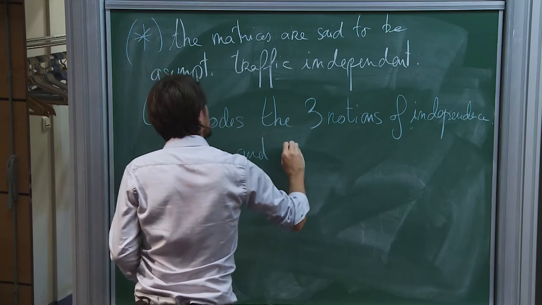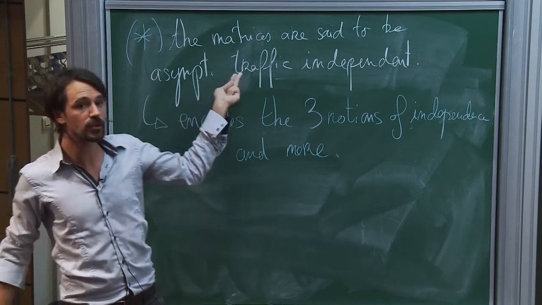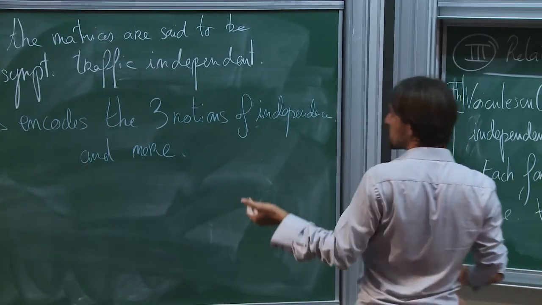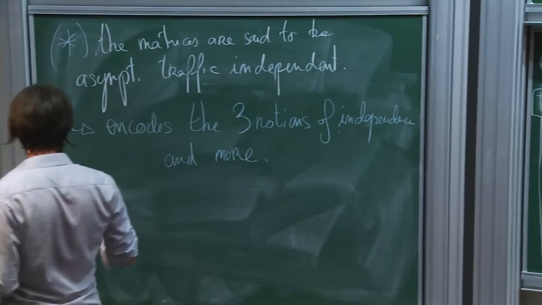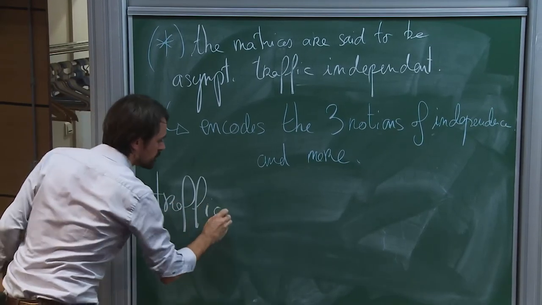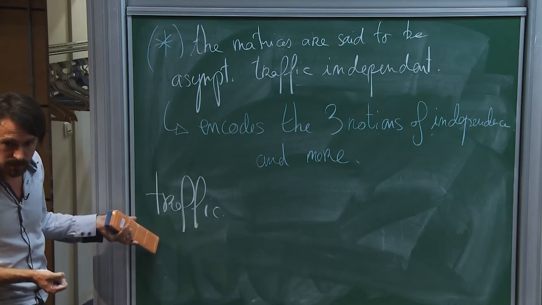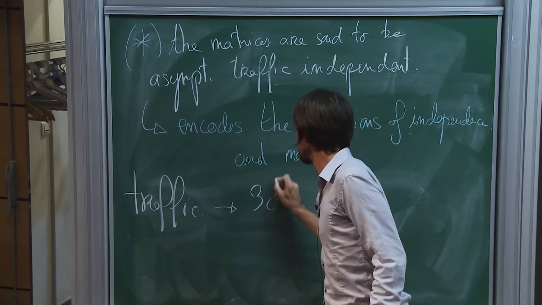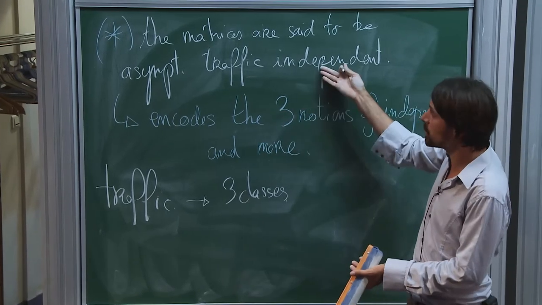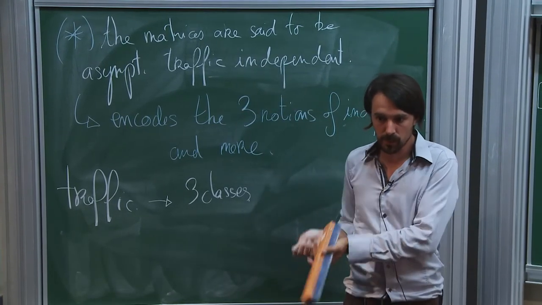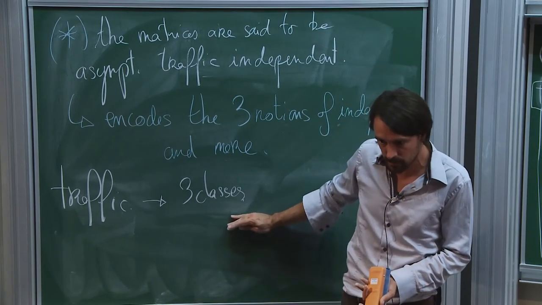And much more. We can introduce variables that are neither tensor, Boolean, nor free independent, but still are traffic independent in this context. Specifically, matrices of random graphs. What does encoding imply? It means that I define something which is a traffic, for which the notion of distribution is richer than for non-commutative random variables. And then I can define three classes of traffics. And for traffics of each class, their traffic independence means tensor independence, free independence, or Boolean independence. So I can realize each notion thanks to a specific and explicit class of traffics.